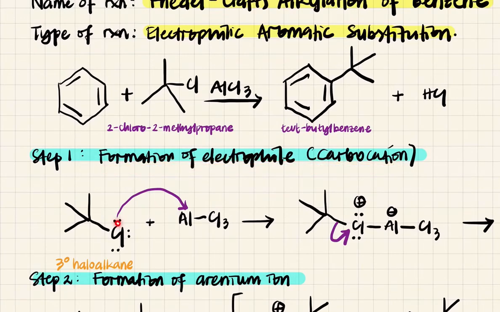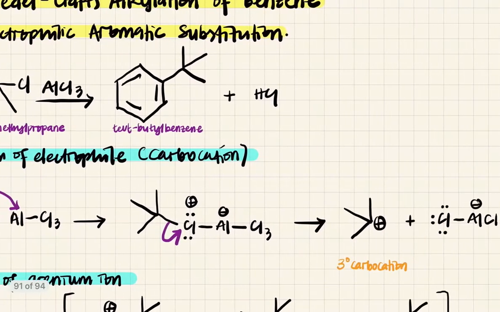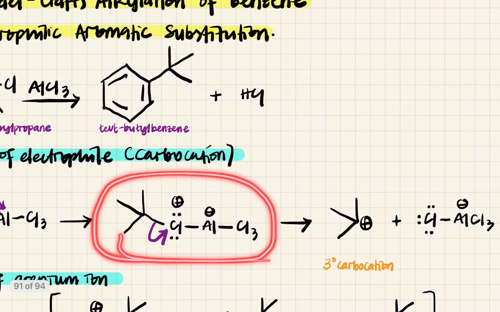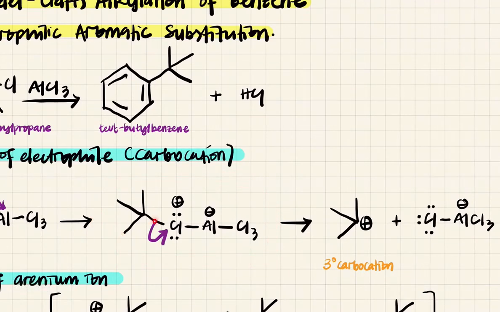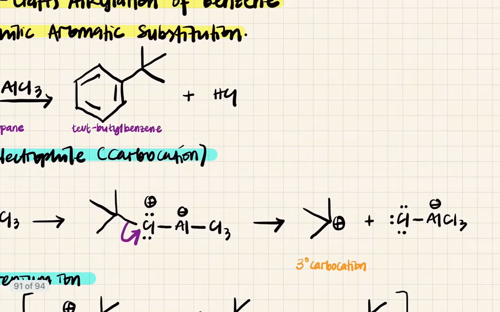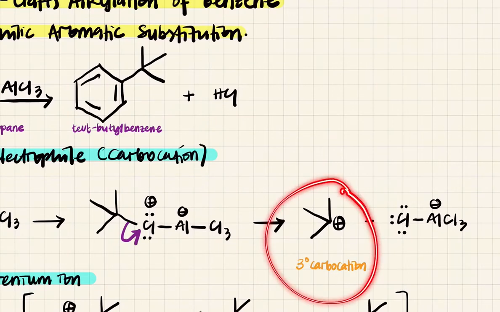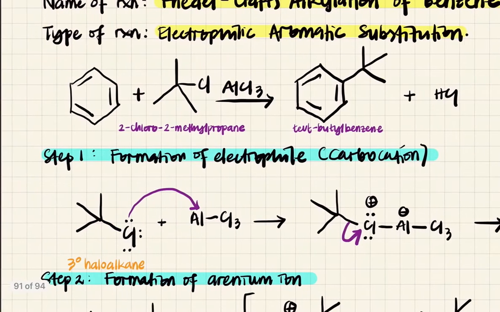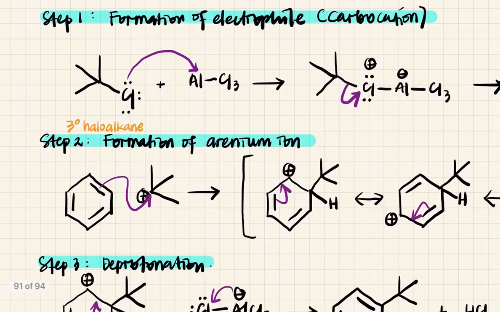So first, macam biasa, lone pair attack your Al and then form first a complex. Lepas buat complex tu, baru kita break this bond. Okay, and then kita akan form our carbocation and nucleophile. Alright, so carbocation, tertiary carbocation is very stable, so we will use this carbocation terus to react with our benzene to form the arenium ions. Alright, so macam biasa. Okay, form arenium ions.